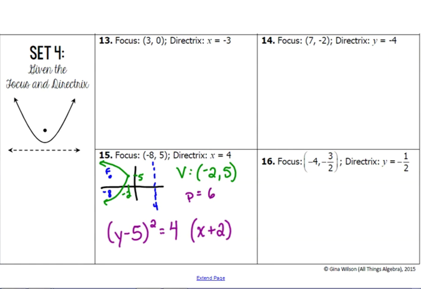P is 6, actually -6, because it's facing to the left. Remember, p is the distance from the focus to the vertex, or from the vertex to the directrix, whichever way you want to look at it. It's a distance of 6, and it's towards the left. So that's going to be -24 times x plus 2. Again, it's not really that much more difficult. I think it's easiest if you draw the picture, so you have something to look at and compare it to.